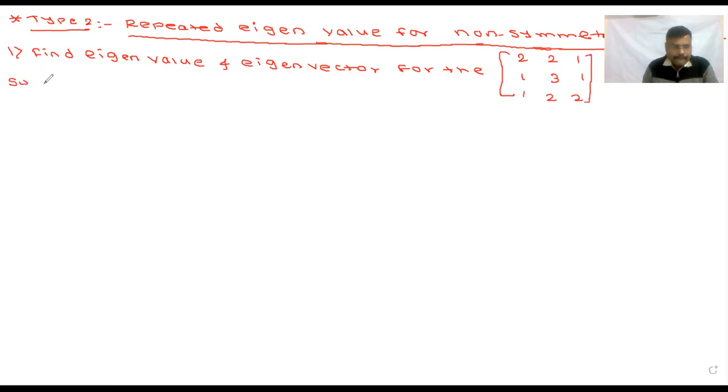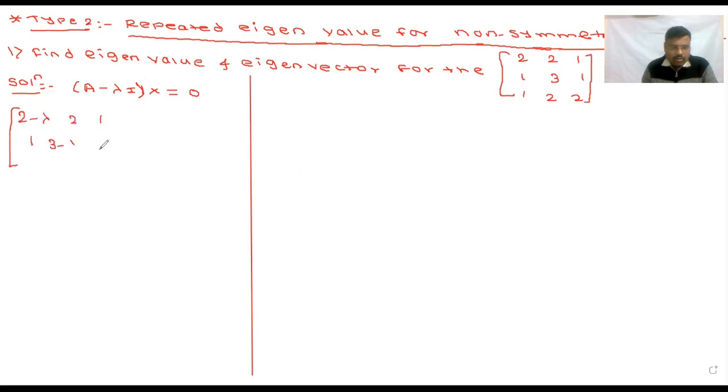Solution. The process is the same. Everything is the same. Nothing changes. So what is the first step? We find the characteristic matrix: (A minus lambda I) times X equals 0. So A minus lambda I is the matrix [2 minus lambda, 2, 1; 1, 3 minus lambda, 1; 1, 2, 2 minus lambda] times X, which is (x, y, z), equal to 0. Call this equation number 1.